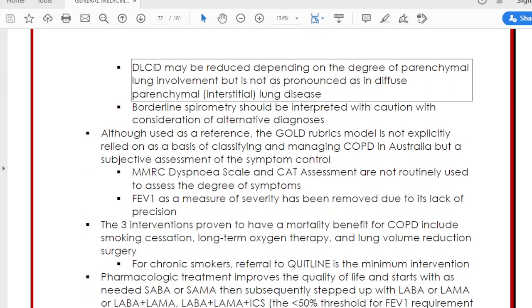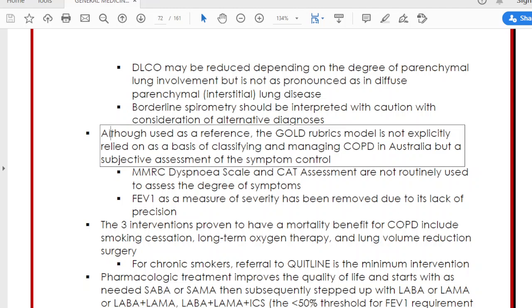DLCO may be reduced depending on the degree of parenchymal lung involvement but is not as pronounced as in diffuse parenchymal, interstitial lung disease. Borderline spirometry should be interpreted with caution with consideration of alternative diagnoses.